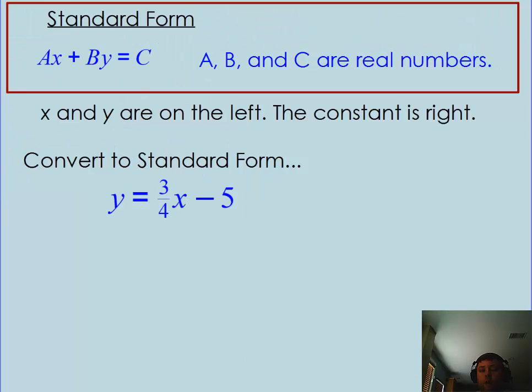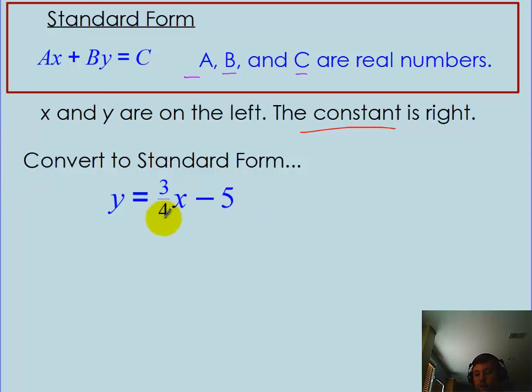Another way to write a linear equation is called standard form: A times x plus B times y equals C, where A, B, and C are just some real numbers, any real number. One way to note when we're doing standard form is that the x and the y are both on the left side. Before, the y was by itself on the left and the x was on the right. Now we're shoving them both to one side, and we're putting the constant numbers on the right. So to convert to standard form, I need to get the x and y to the left and leave the constant on the right.